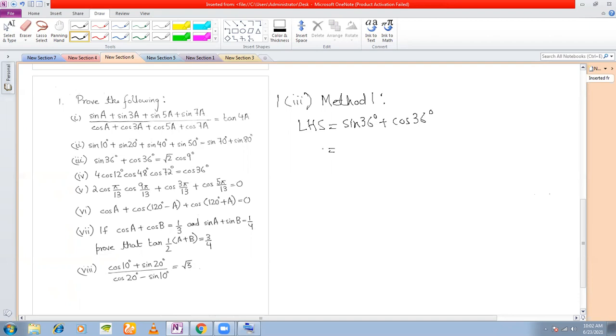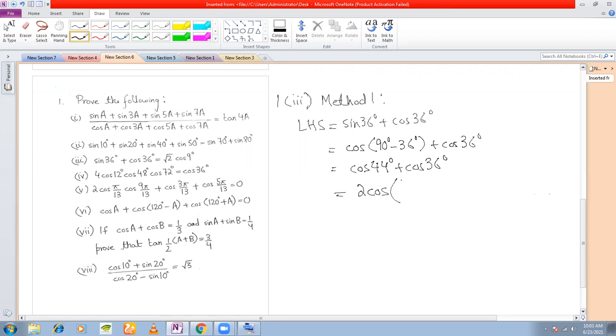Okay. You change either this cos to a sine, or you change this sine to a cos, so that both are either sine or both are cos. Okay, let's just change the sine to a cos. So cos 90 degree minus 36 degree plus cos 36 degree. So this is cos 54 degree plus cos 36 degree. This is cos plus cos. Change this to a product.